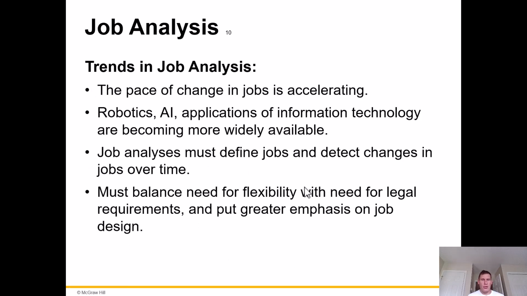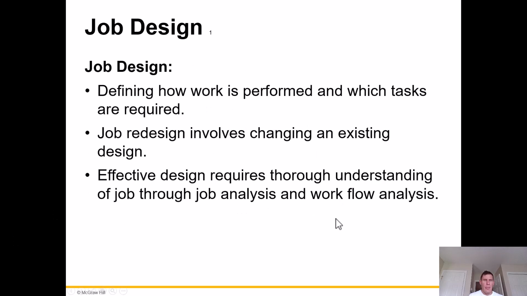So what are the trends in job analysis? The pace of change in jobs is certainly accelerating. Things like AI, artificial intelligence, robotics, and applications of IT are becoming more widely available, which of course has an inevitable impact on job analysis. So job analysis must define jobs and detect changes in jobs over time. Thus it has to balance the need for flexibility with the need for legal requirements and put greater emphasis on job design. So speaking of job design, what is that, you ask?